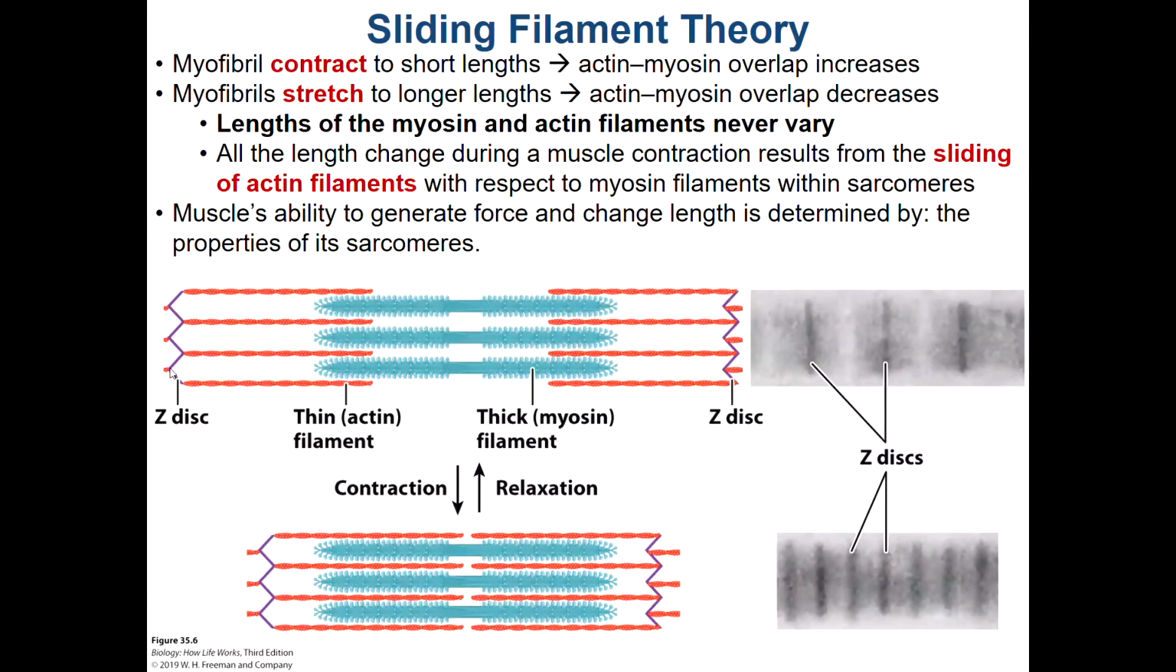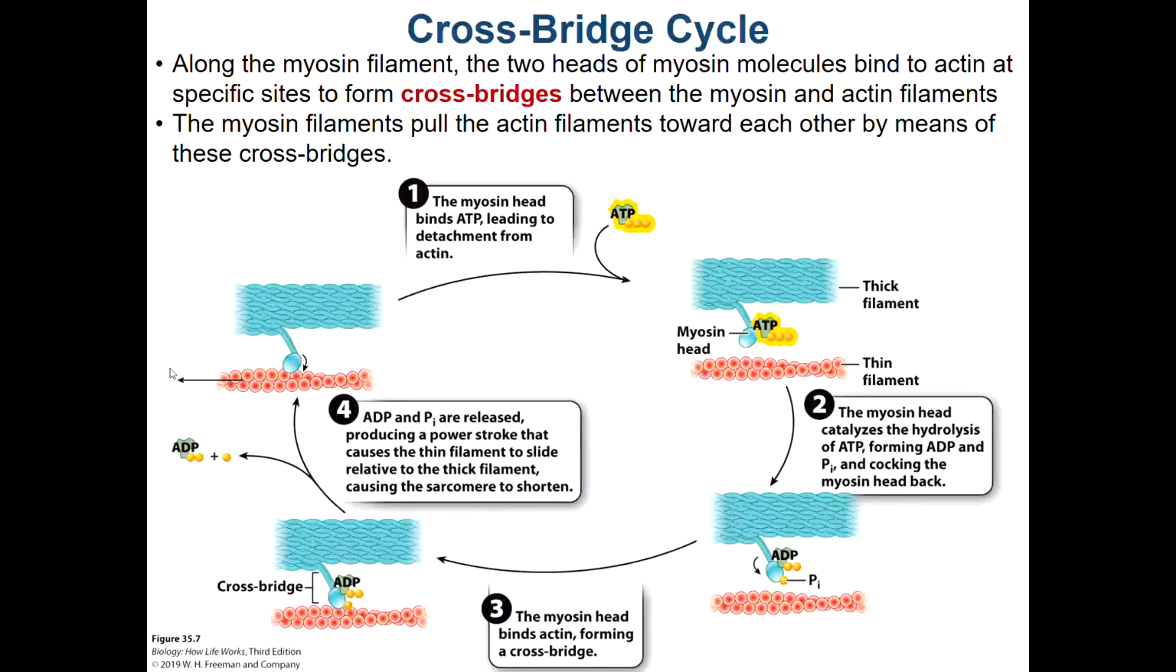So how does this contraction of our muscles actually work? We now know that there's sliding of our thin actin filaments across our thick myosin filaments, but how does that actually happen? It happens through cross-bridge cycling.